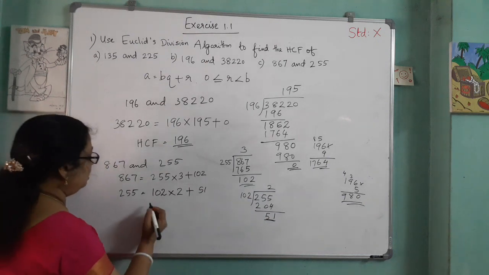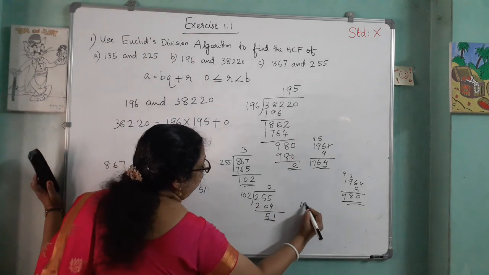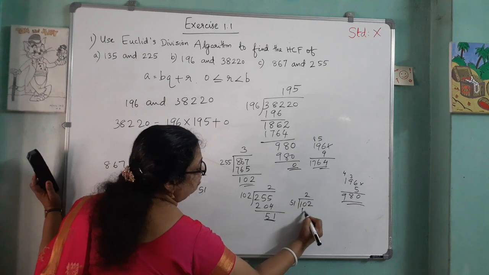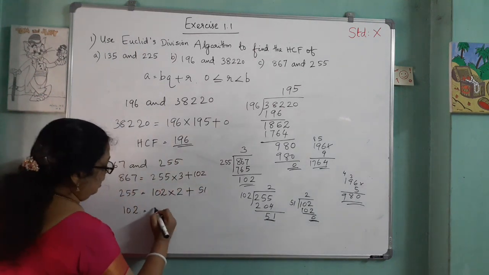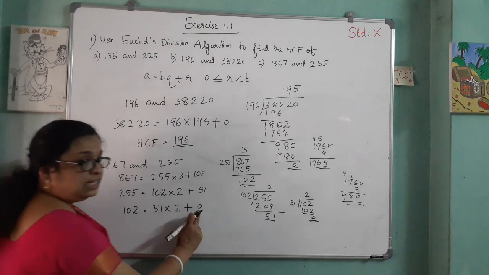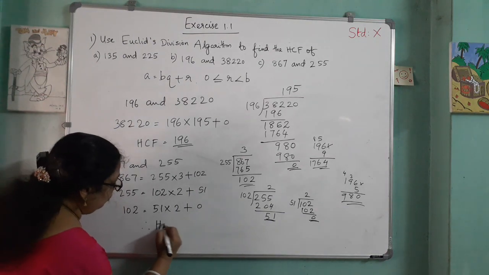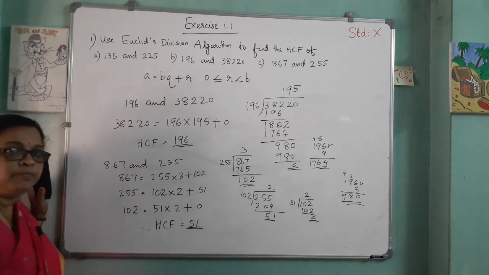So the next dividend is this 102. 102 divided by 51. We know that 2 times 51 is 102 and the remainder is 0. So we can write 102 equals 51 into 2 plus 0. Now we get the remainder 0, so this is the HCF. Therefore HCF is 51. Clear?